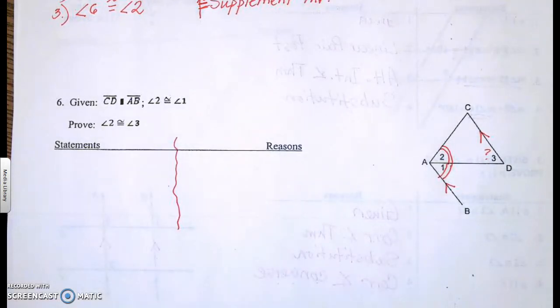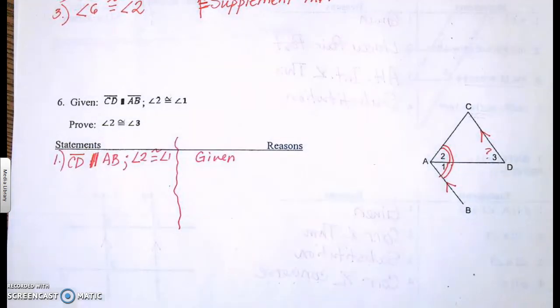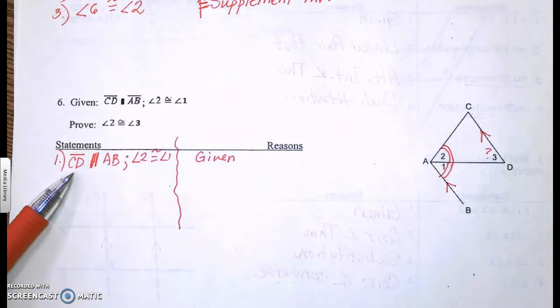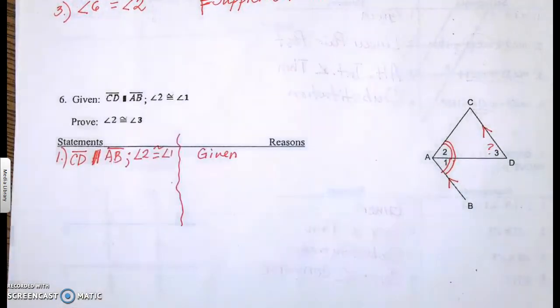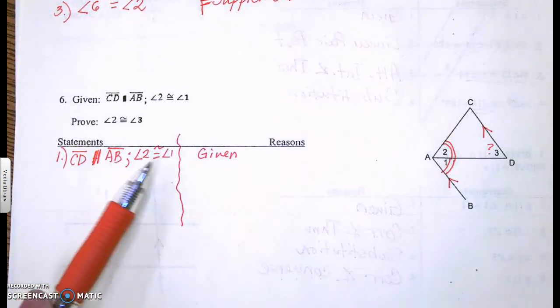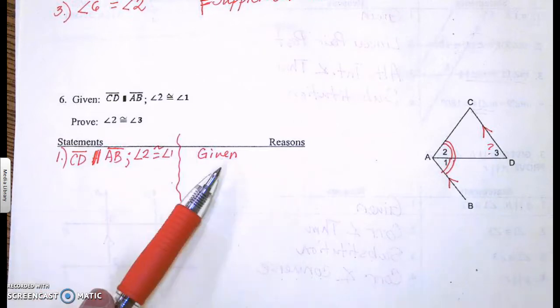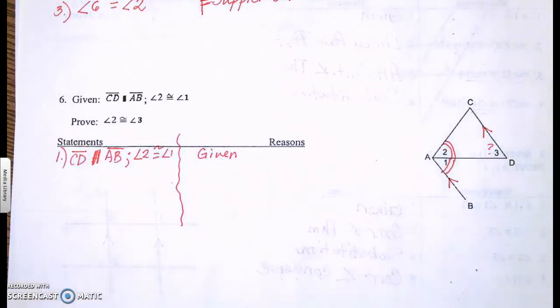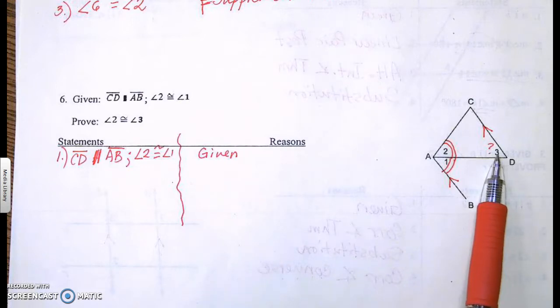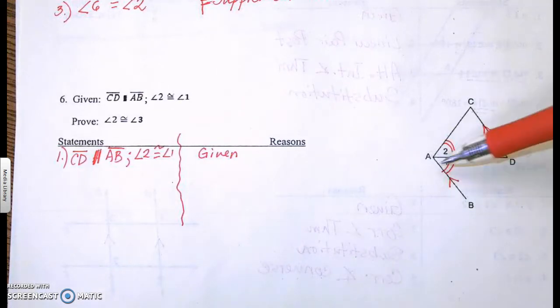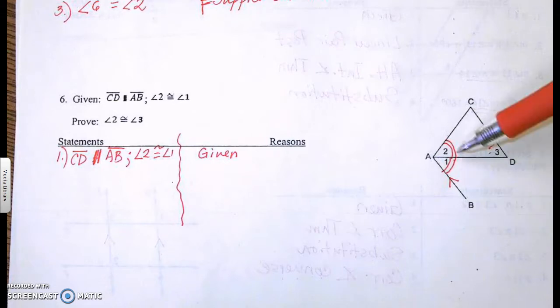So again, for this proof, the first statement that you're going to have is that segment CD is parallel to segment AB, and that angle 2 is congruent to angle 1. And we are permitted to say that by the reason that it is given. Your goal is to prove that angle 2 is going to be congruent to angle 3. Your givens are this segment is parallel to that segment, as well as angle 2 and angle 1 being congruent.